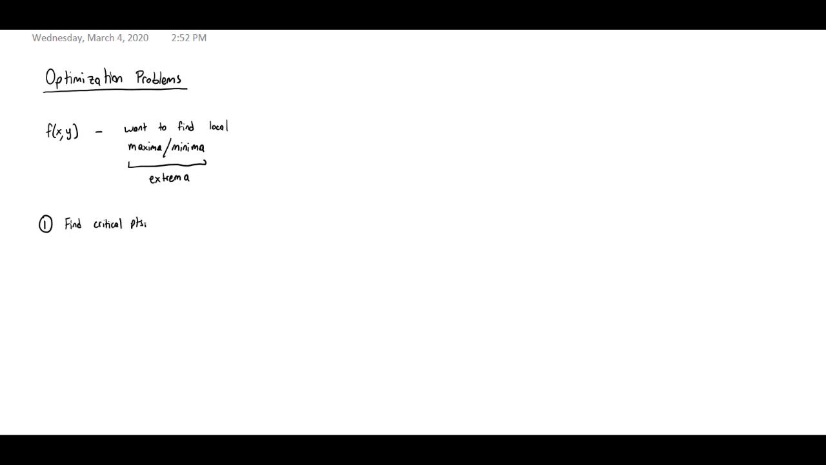If you remember from Calculus 1, the critical points are when the first derivative was equal to 0. So here you'll need both of the first order partial derivatives to equal 0. So you'll need to solve this system of equations in order to find the critical points.